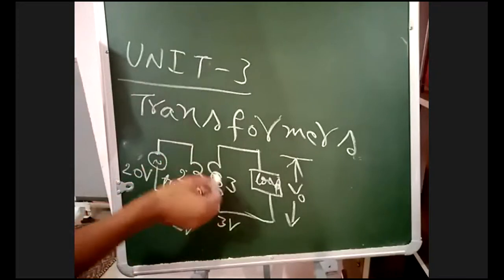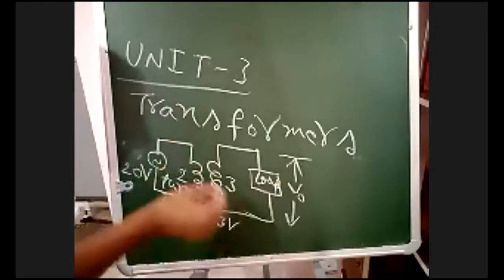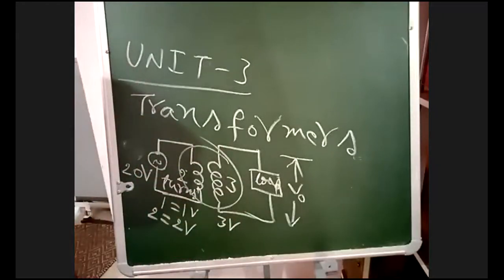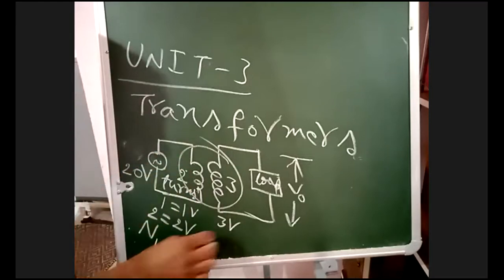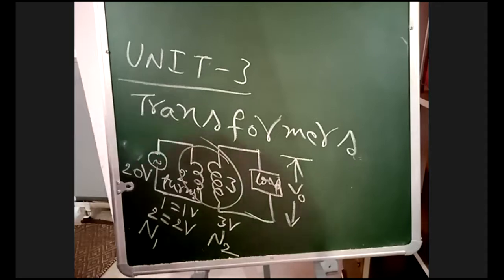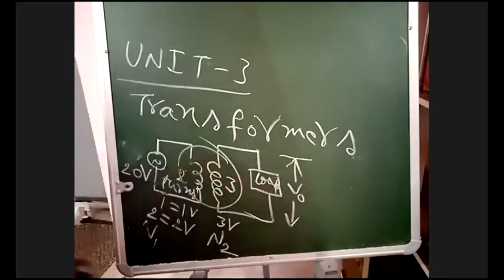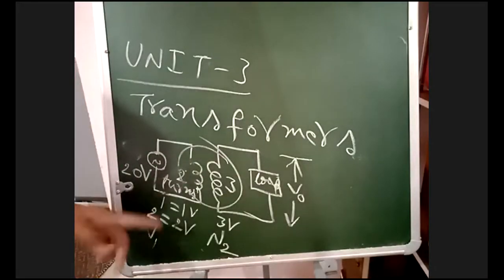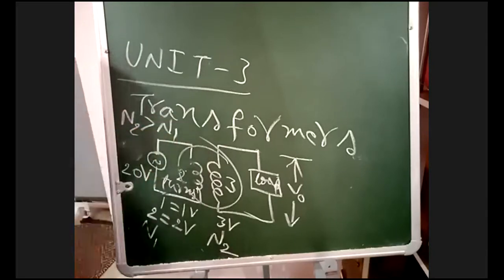That means we are stepping up the voltage. Stepping up. That means this is a step-up transformer. Here let us take N1 as the number of turns in the primary winding. N2 is the number of turns in the secondary winding. Now here N2 is greater than N1. Then it is called a step-up transformer.